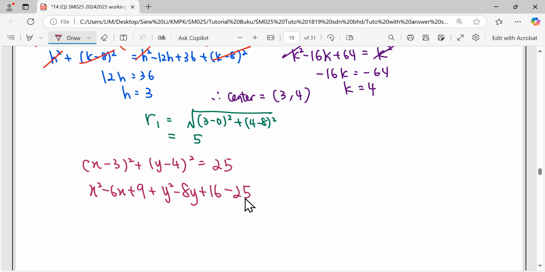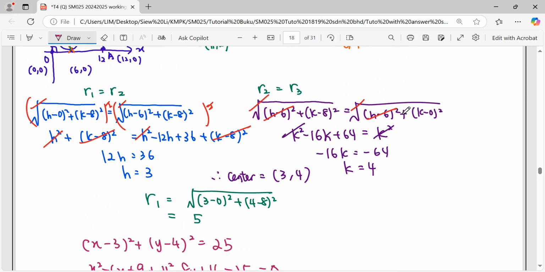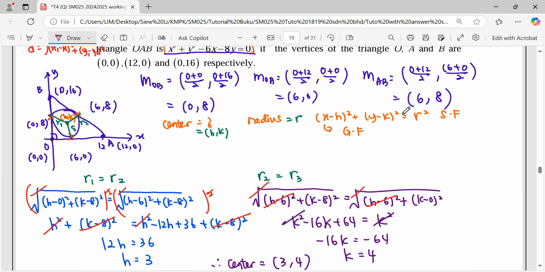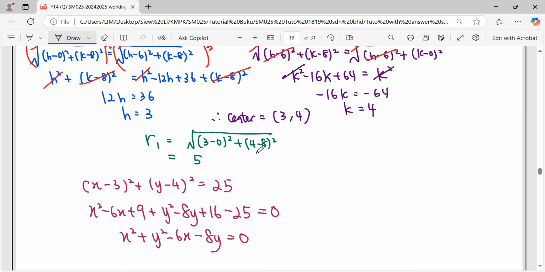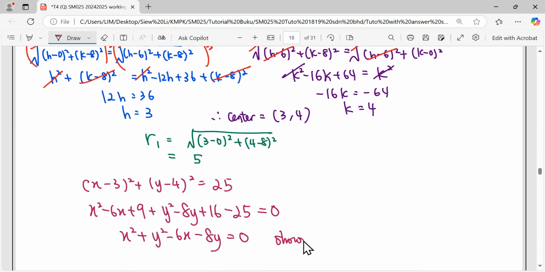Move everything to the left hand side so that the general form is equal to 0, and we can notice we rearrange, starting with x squared, y squared, the term of x, the term of y, and our constant, minus 25, which gives 0. Looking back at our question, that is exactly the equation that we want to show. Therefore, we have shown it. So that's all for this question. Thank you for watching.